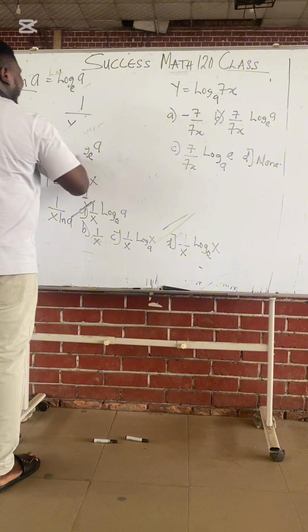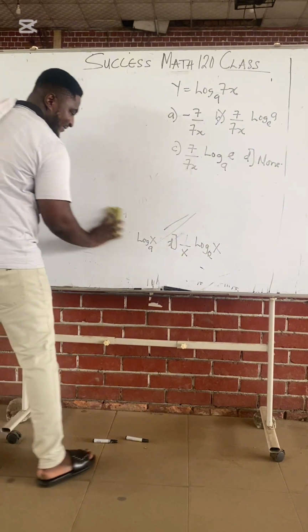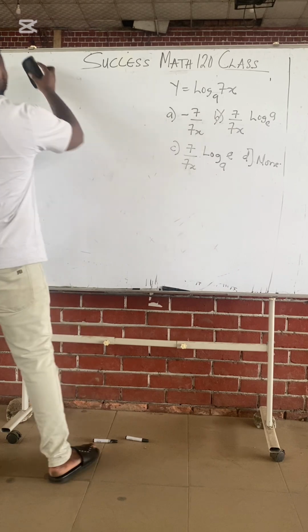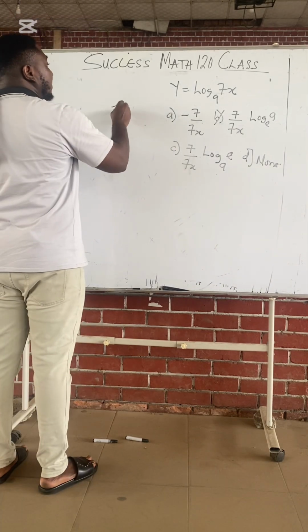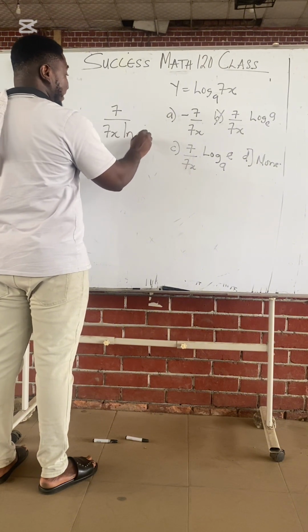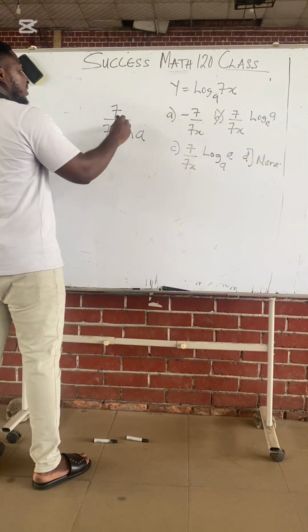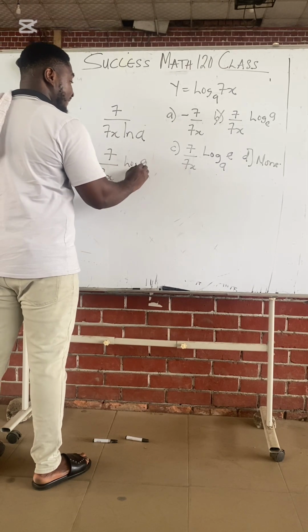Interesting. Class, if I say 7x, you have 7. Repeat your 7x. Normally you say ln a, but what's ln a? Same thing as log a base e. Another thing you will learn.